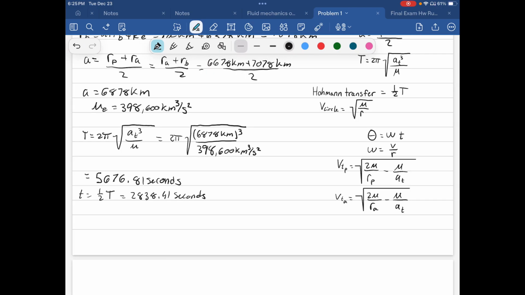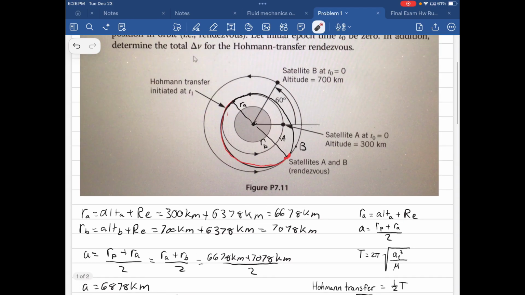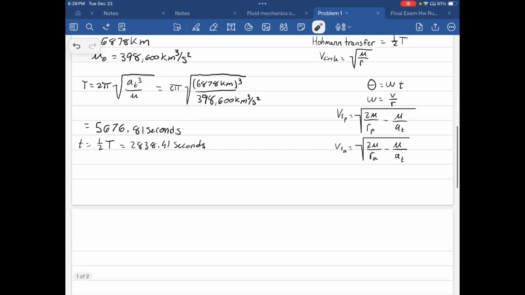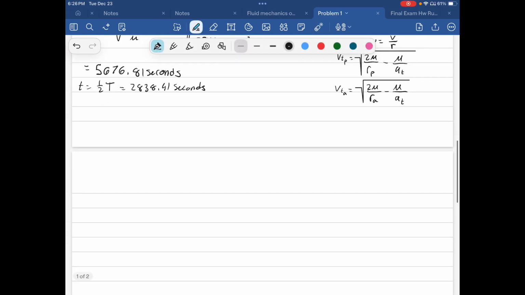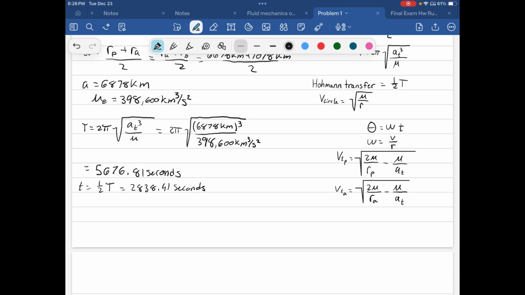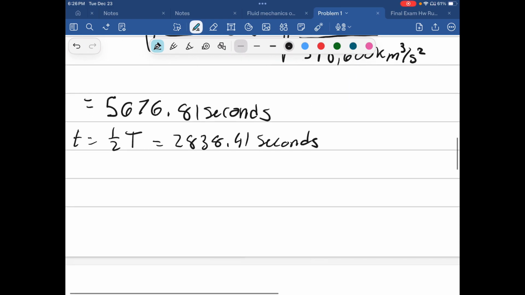All right. Now that we know how much time the transfer takes, let's try and figure out how far satellite B will move in that amount of time in radians. To do this, we need to find satellite B's angular velocity, right? Because satellite B is moving in a circle, the angular velocity will be constant. So to do that, we need to find the velocity that it's moving at. And if we go here, velocity for a circle equals the square root of mu over r.